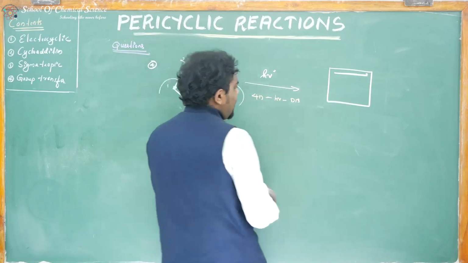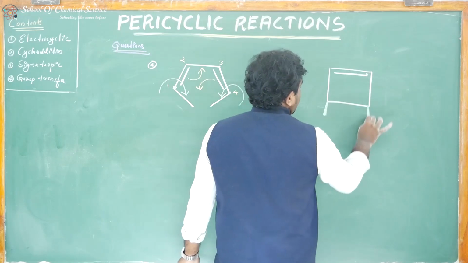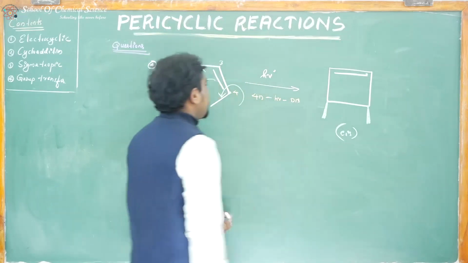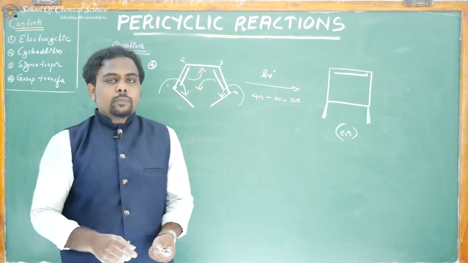So both are in the same plane. You can represent it like this. Both are in the same plane, that means the product is cis. So that is the method that you can use to predict the stereochemistry of the product.